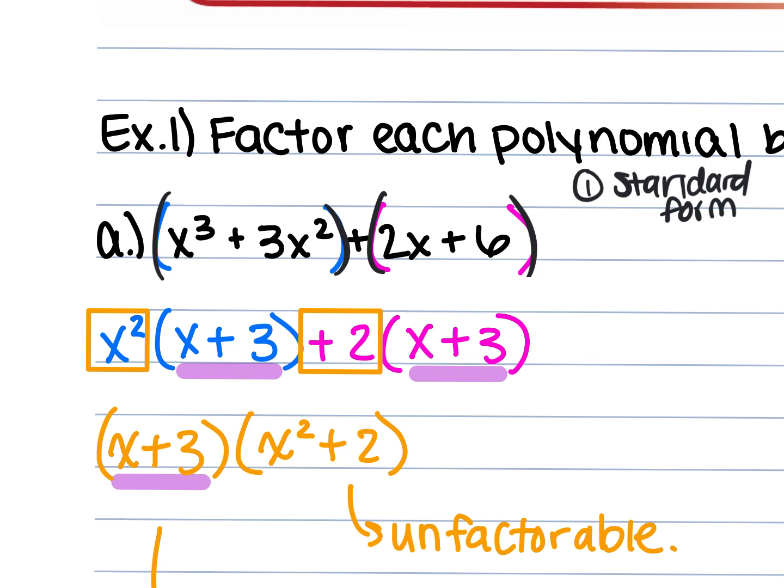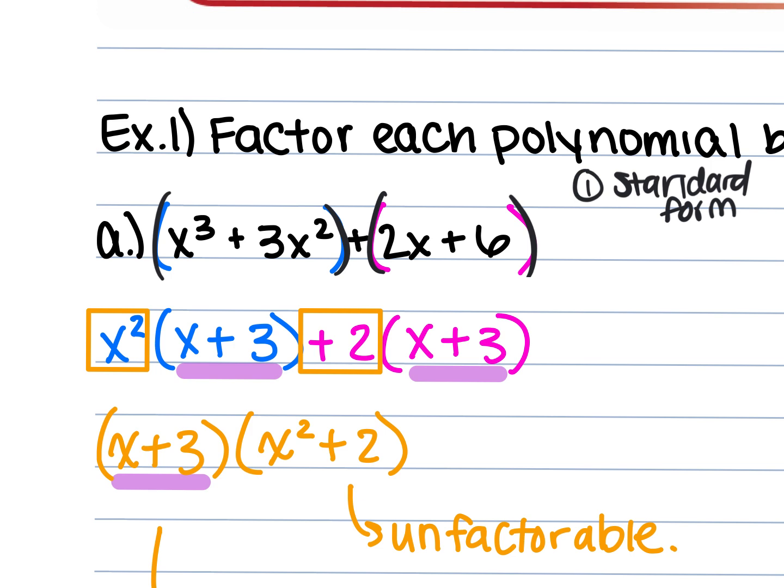So between x cubed and 3x squared, what's the GCF there? X. Not just x. X squared. So you pull out an x squared and you have x plus 3 left over. Then you move on to the next 2 terms. You have 2x plus 6, and the GCF is what? 2. So you pull out a 2, and what's left over is just x plus 3.